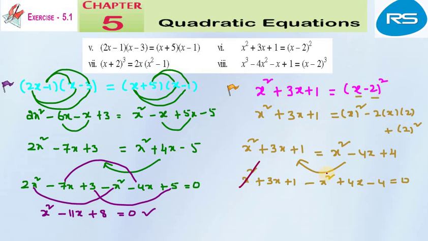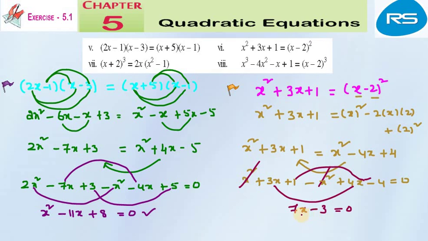Now we'll go for simplification. The x square term and this minus x square term will get cancelled. I can add the like terms. The total is how much? 7x. And the numbers, what do you have? 1 minus 4, that is nothing but minus 3 is equal to 0.